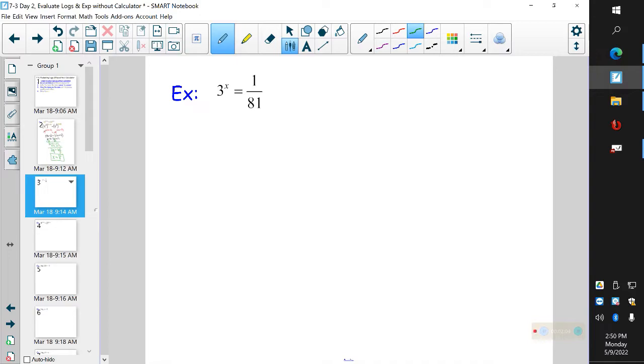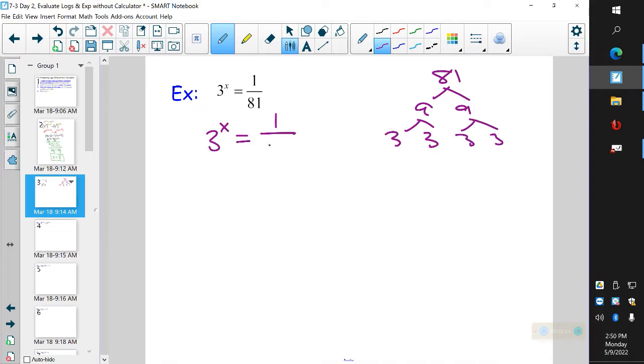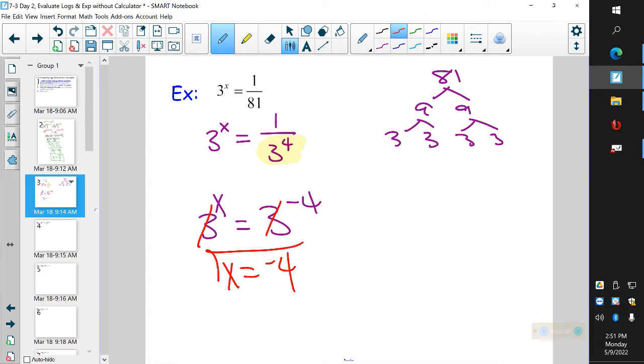Next one, same thing. 81 is 9 times 9. 9 is 3 times 3. So this is going to be 3 to the x over 1 over 3 to the 4th. I don't like the 3 to the 4th in the denominator, so I'm going to move it up top, making that have a negative exponent. So now my bases are the same, so my exponents are the same, so x is equal to negative 4.